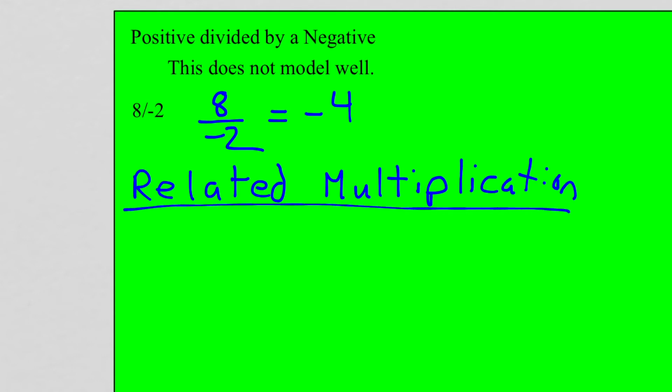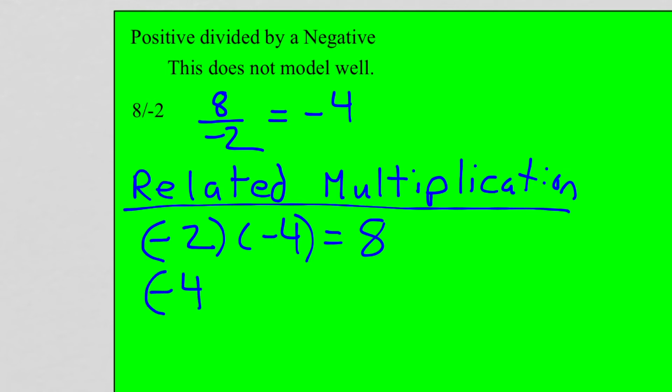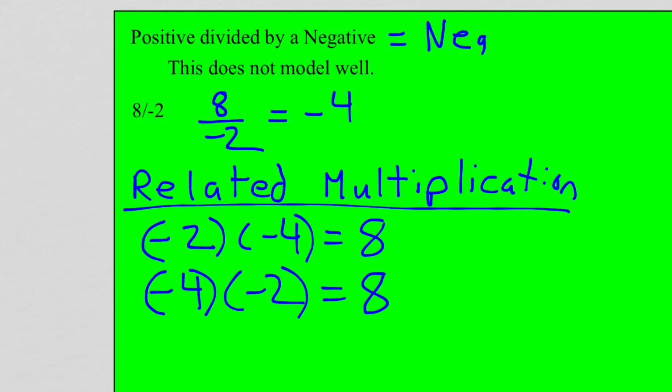That means using those 3 numbers, I should be able to make multiplication questions. Well, if I do negative 2 times negative 4, that should equal positive 8, and it does. And same thing if I reverse the order: negative 4 times negative 2 does equal positive 8. So since the multiplication works out, and we've already proven that, we have proven that a positive divided by a negative is a negative.